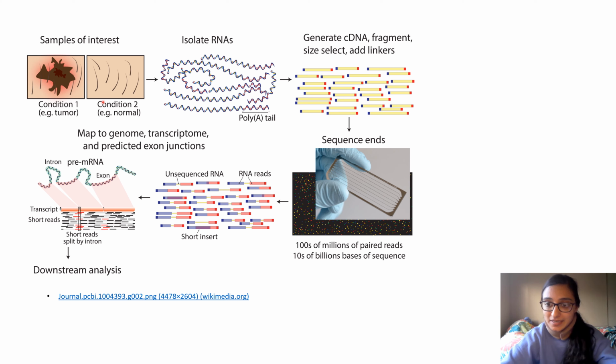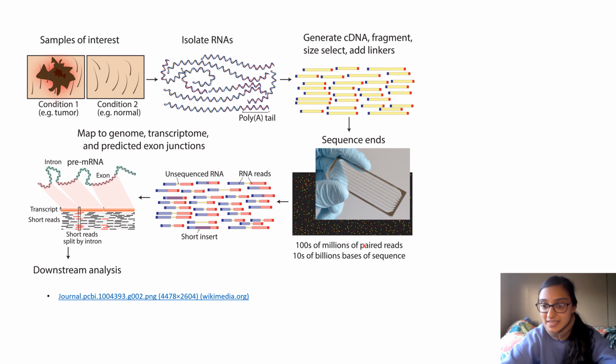So individuals or cell lines, it can be as granular or as population level as you want it to be. But you have your data of interest, so at least two different groups. One of them will have the condition of interest, like a tumor, and one normal usually. So we isolate the RNAs, ribonucleic acid. We have a poly-A tail at the end of them as well. So we generate the cDNA fragment size, add linkers, and get the sequence ends, hundreds of millions of paired reads, tens of billions of bases of sequence.